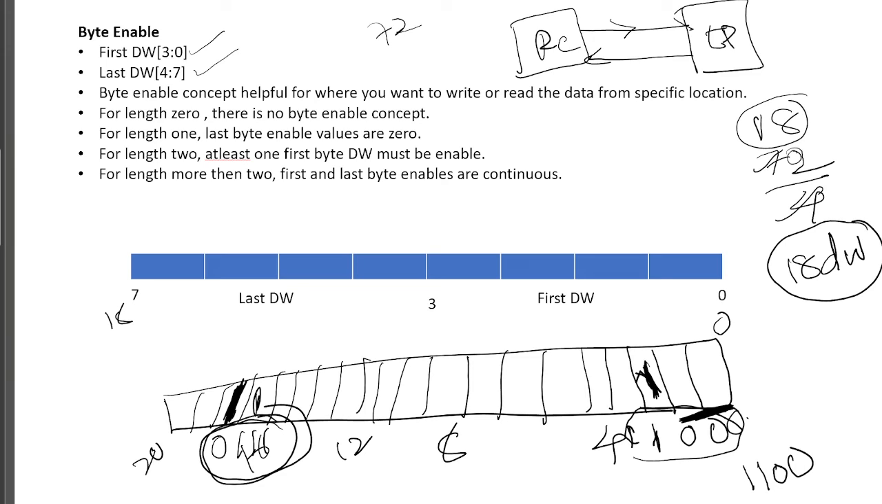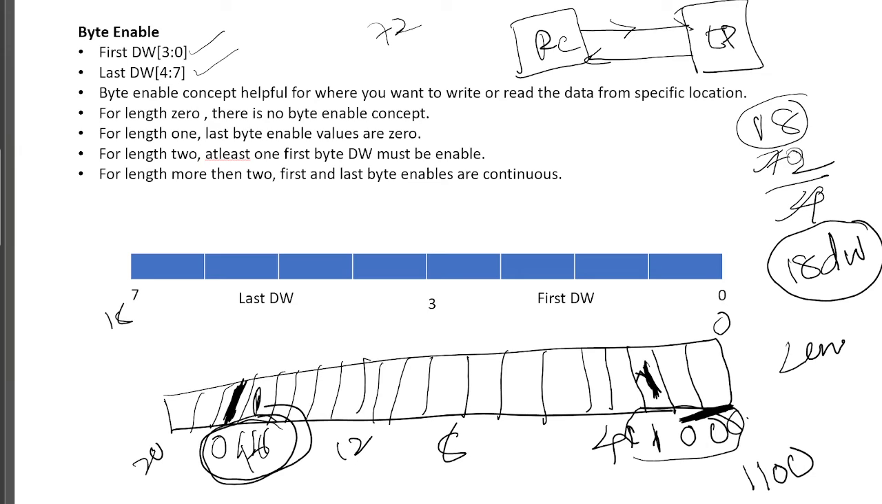So let's see the scenarios here. With the byte enable concept, you write or read data at a specific location. For zero length, there is no byte enable concept. Let us say you want to read or write data: if you take length equal to 0, there is no payload. So for the byte enable concept, length 0 is an exceptional case.